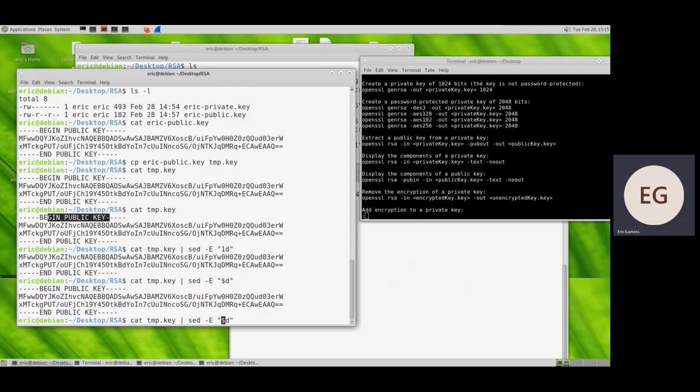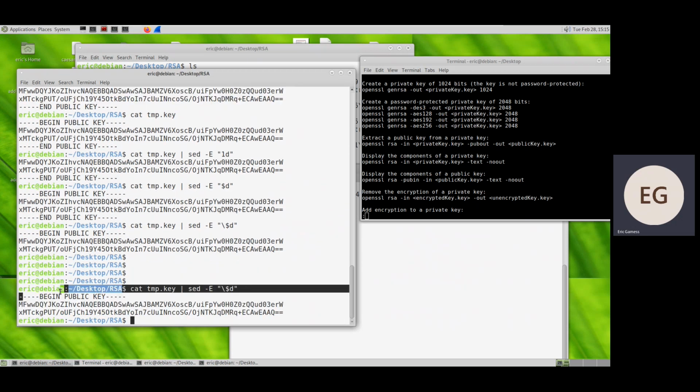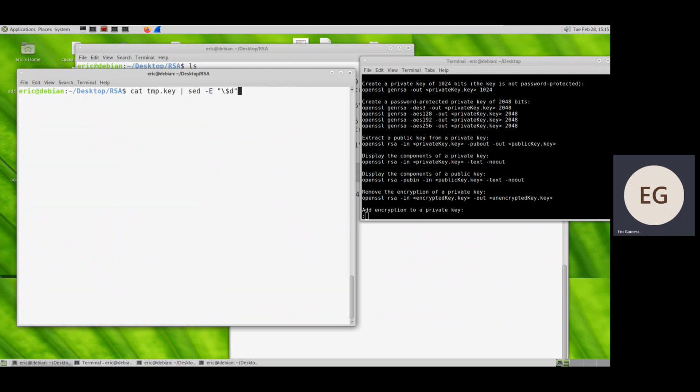Let me escape the dollar. Yeah, I have to escape the dollar. So as you can see, we have the first line, the second line, and the third line, but we don't have the last line anymore. If I want to remove both, what can I do with the sed editor? I can apply the sed editor two times. I can say remove the last line and then remove the first line. 1d: one is line number 1, I want to delete it, d is for delete. And we have the two lines that are in between, which is the base64.